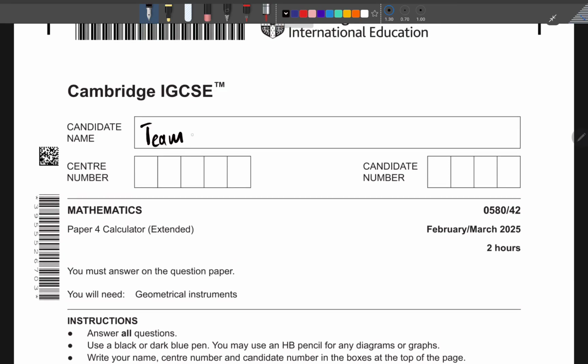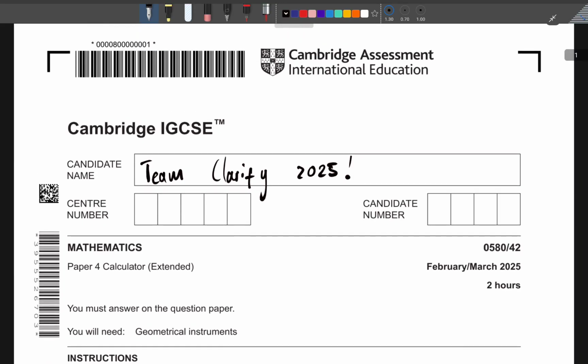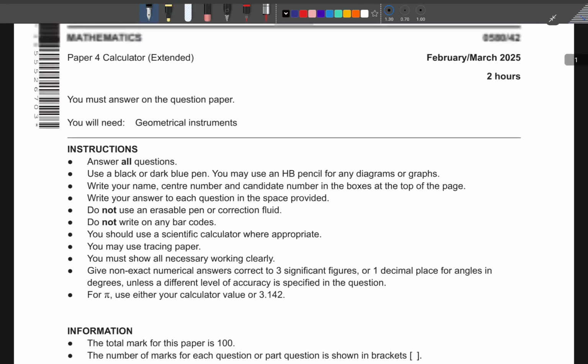This is Team Clarify 2025, okay? If anybody else watches it, who's joining us later or from 2026, that's still fine, okay? But this is Team Clarify, everyone from Mr. Clarify's online tutorials. And this is our IGCSE run. Let's go all the way to A-stars. We have to get A-stars. We have to, okay? So this is from this year.